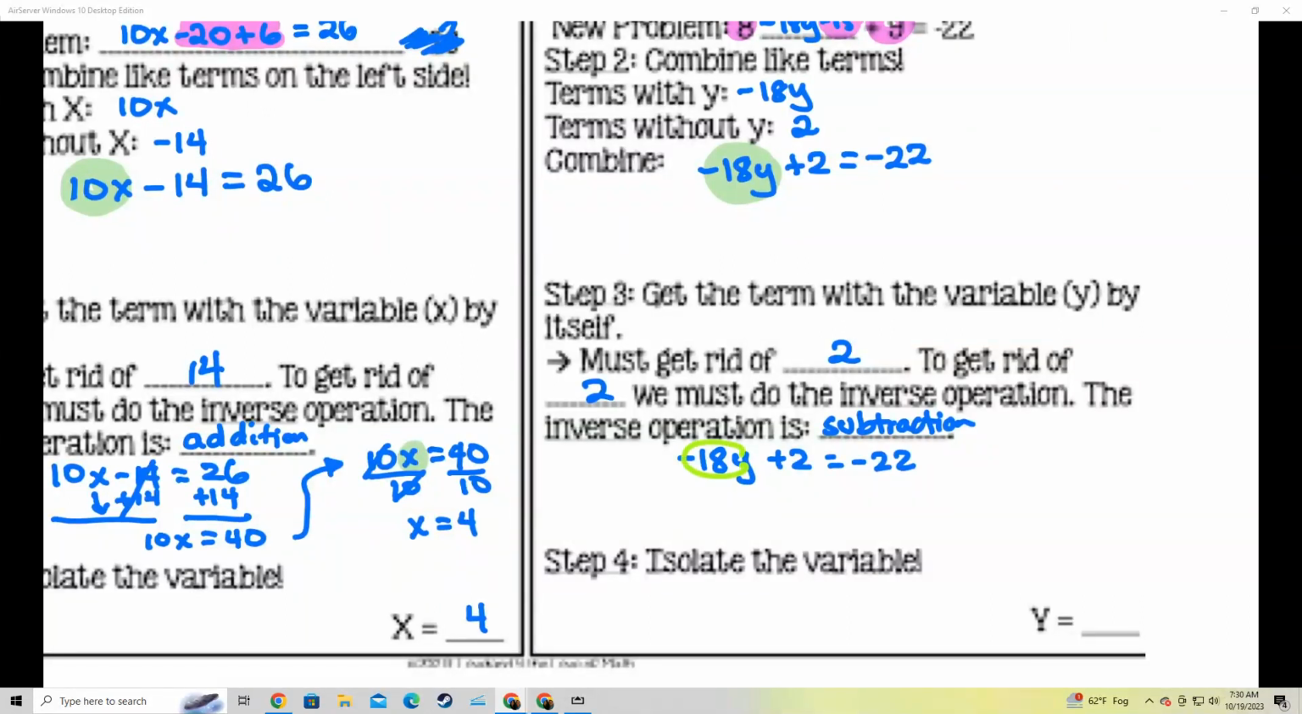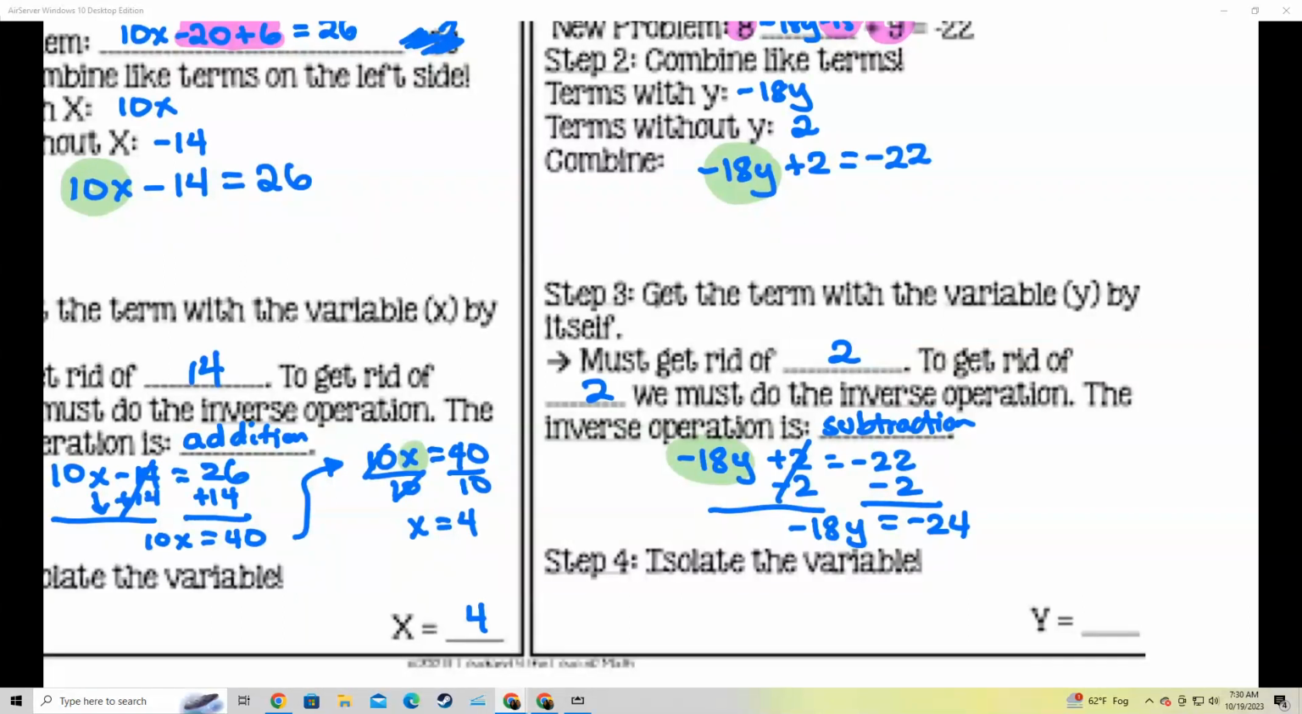Trying to get this one, whoop, wrong color. I'm trying to get this one by itself. So I'm going to subtract 2 on each side. These are going to cancel. I get negative 18y is equal to negative 24.